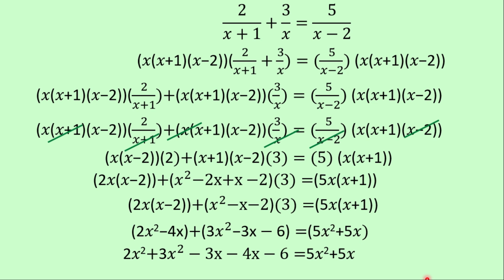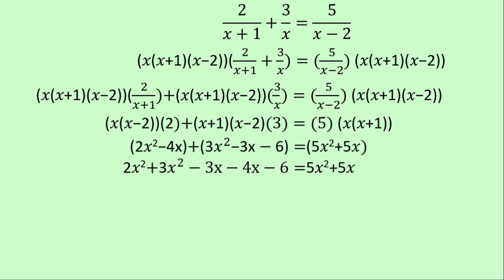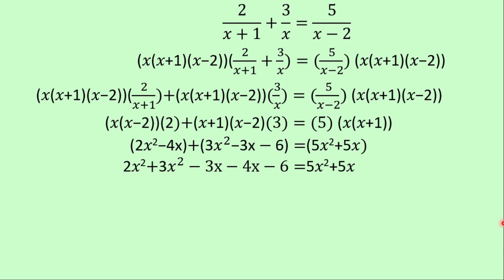Now let's make use of that. So we are going to combine like terms this time, which will give us 5x squared minus 7x minus 6 is equal to 5x squared plus 5x. So what I did here, how did I come up with 5x squared? I added 2x squared and 3x squared. For negative 7x, that will be the result of negative 3x minus 4x. I copied negative 6 and also the remaining terms on the right side of the equation.